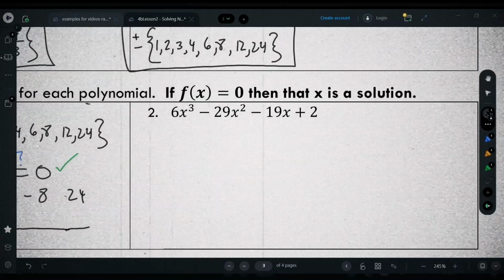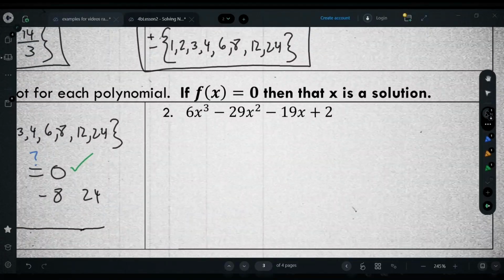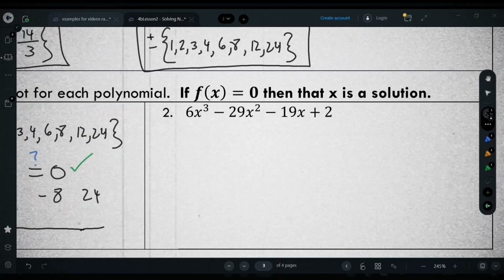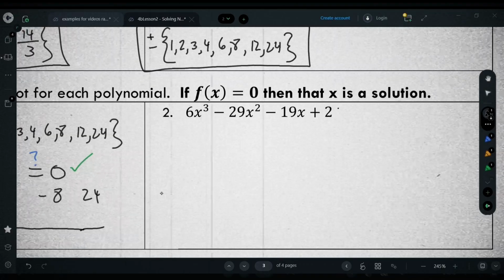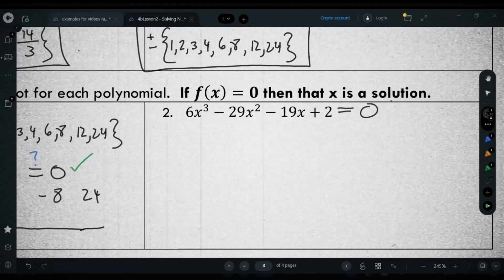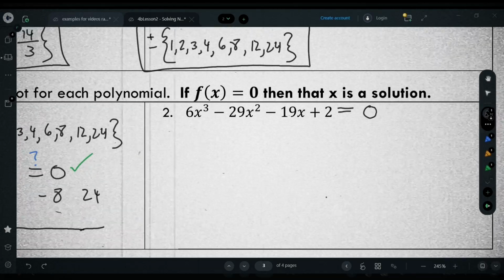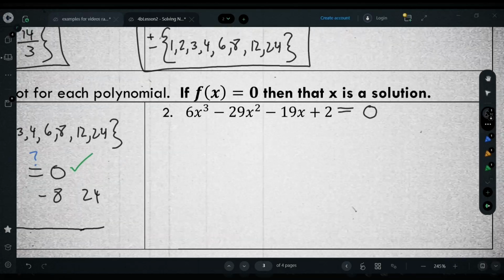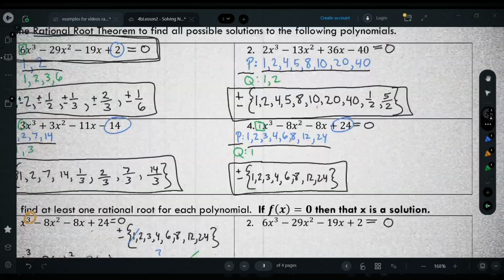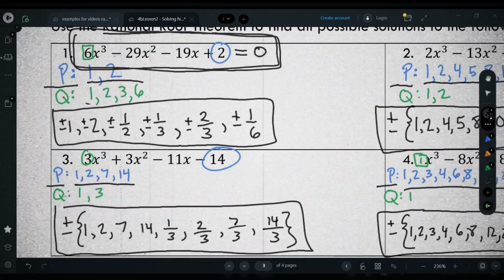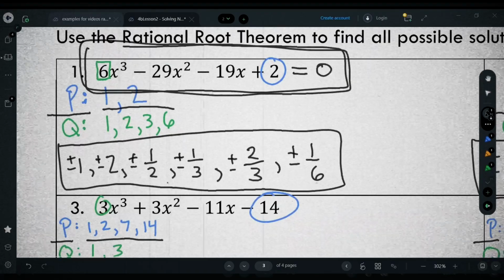Okay, next one here, same thing. We're going to find at least one rational root for this polynomial equation. We'll make it an equation equal to 0. And I just noticed that this equation is also one that we were working with before. We actually, up here, already solved and found the possible solutions, right? Number 1 up here, exact same equation.